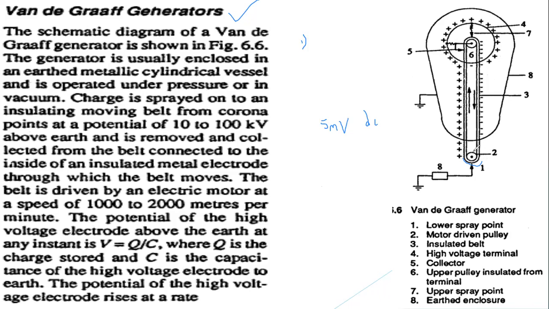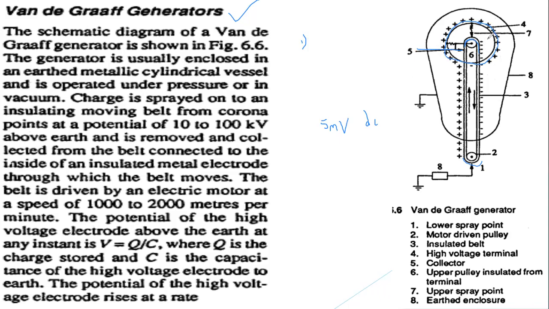So this is the motor driven pulley, on the lower side. This is where insulation takes place. The belt is connected here, and this is nothing but a high voltage electrode. Simply put, the high voltage electrode. This is the collector. Then the upper pulley, the insulating medium, which is number six.